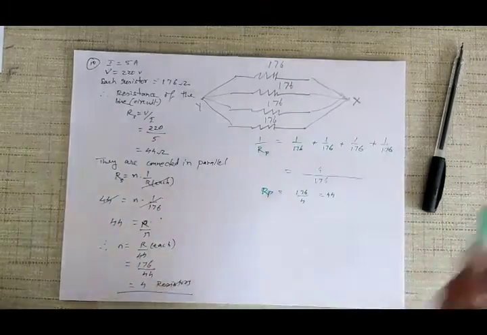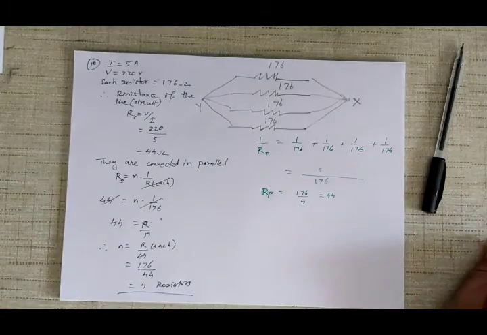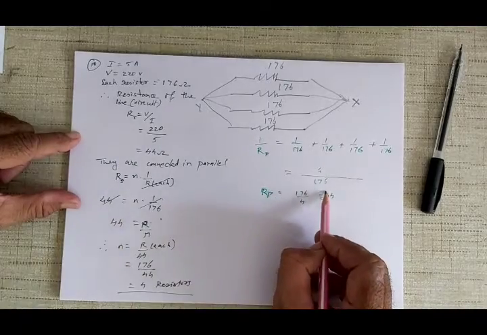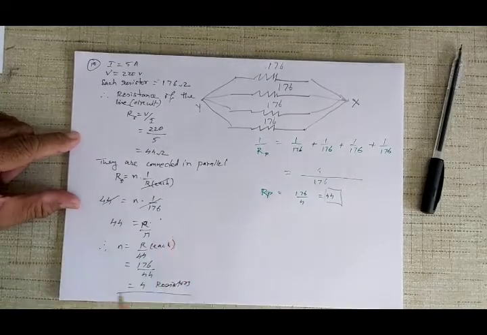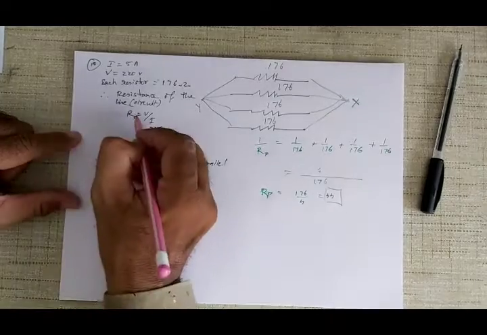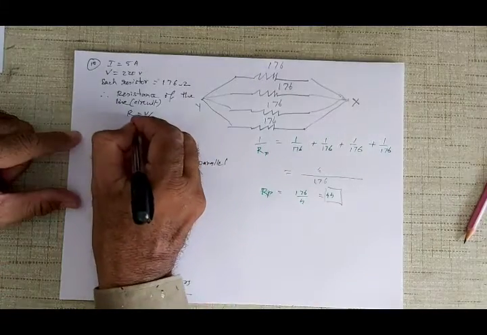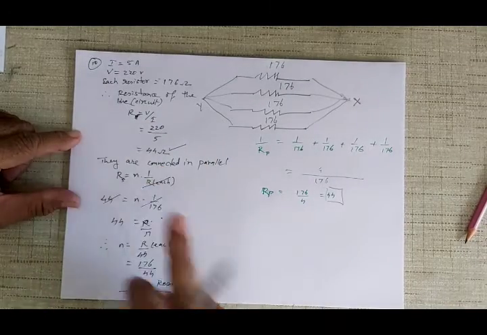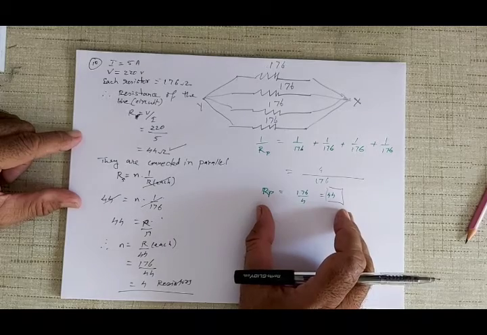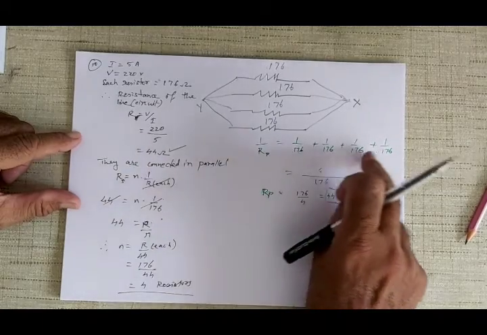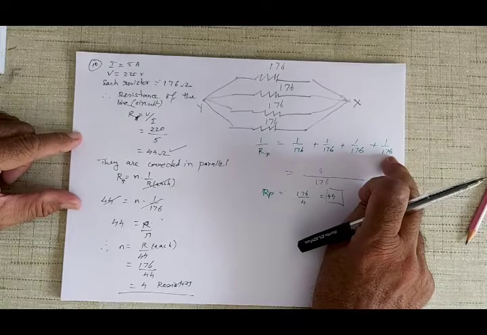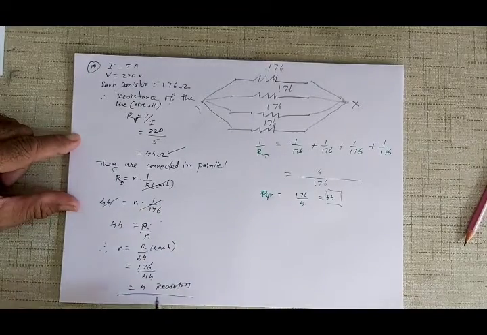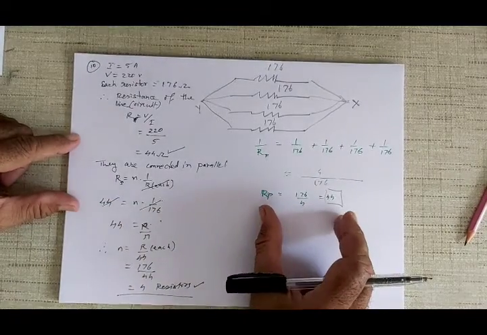So you can see that each resistor of 176 will have to be connected in such a way that the equivalent resistance is 44 ohms. Now this 44 ohms is the equivalent resistance when they are connected in parallel, not in series, it is a parallel connection. So according to the question, how many 176 resistors will be required to be connected in parallel? That means 4 resistors will be required to connect in parallel.